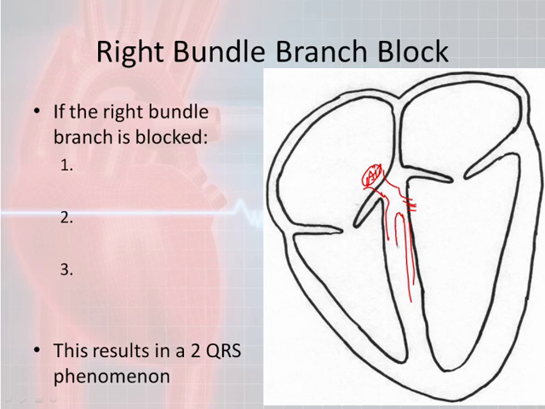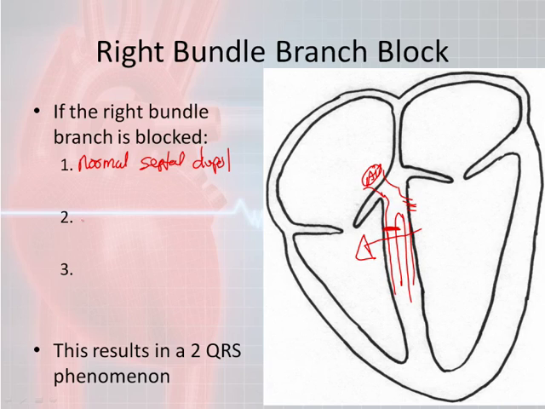So let's go ahead and look at the right bundle branch block. If the right bundle branch is blocked, what will happen is we're going to stop the bundle branch right here. Just pretend I'm just picking a spot here. What's going to happen is the septum will depolarize as normal. So you'll have normal septal depolarization, because the left bundle branch is going to come down and depolarize. The septum is going to depolarize normally from the left side to the right side.